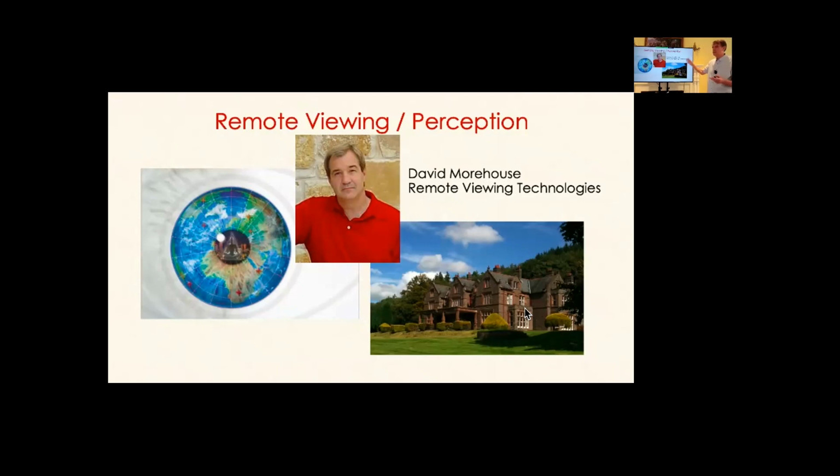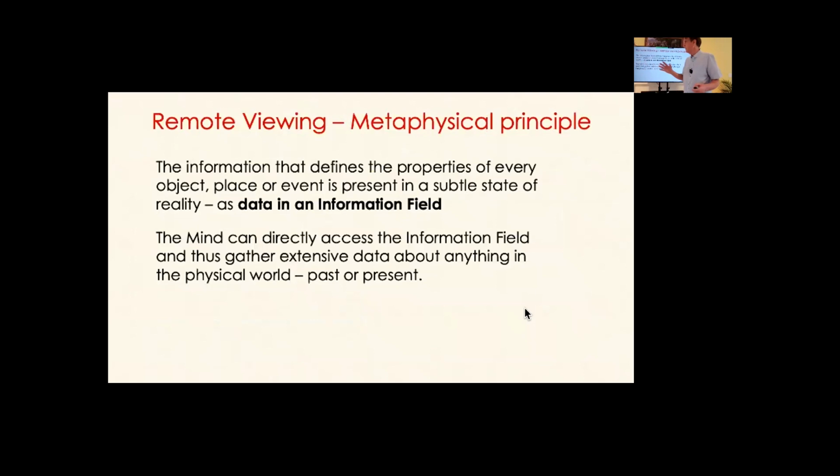And when you understand how this works, you can understand other aspects of what we've been talking about, how the mind can give you real-time experiences which are rich in information, because the image enhancing system is facilitated through this remote viewing. So let me tell you a little bit about it. Remote viewing, this is the metaphysical principle that they used: that the information that defines the properties of every object, every place, every event is present in a subtle state of reality as data in an information field.